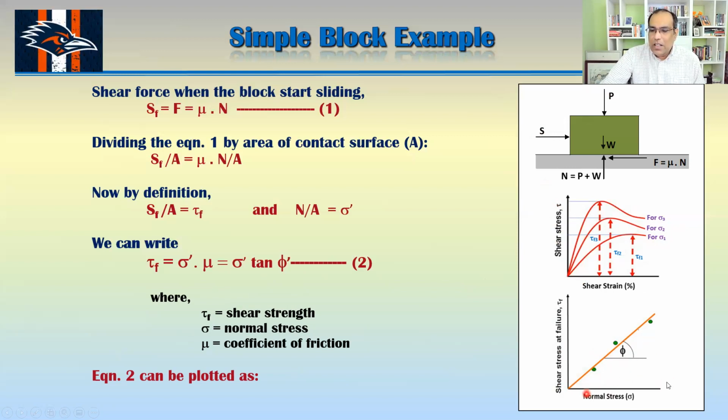So this one is the normal stress. This is the shear stress. And then you get this line here. This angle is phi. Okay, so you can see the equation looks like tau f equal to sigma prime tan phi.